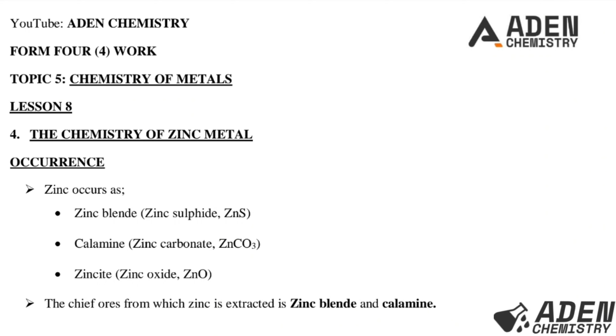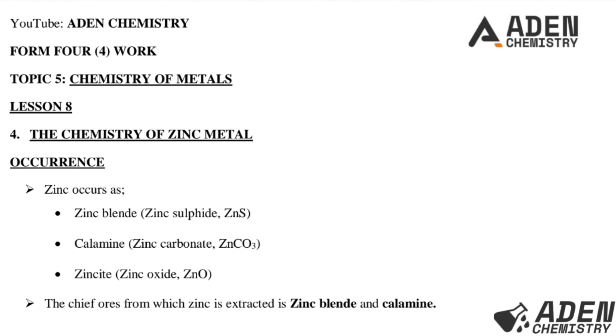Hello students, welcome. Previously, lesson 7, Form 4 topic 5, we were dealing with the second part of the chemistry of iron metal. So today, lesson 8, we want to proceed to the fourth metal, that is the chemistry of zinc metal. So in this class, we are going to do the occurrence of zinc metal and also the extraction of zinc metal. So kindly stay with us until the end of the video.